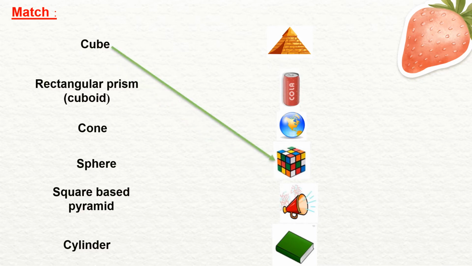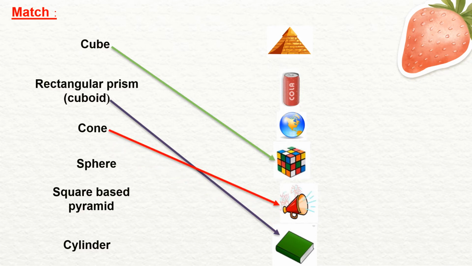Then we have cuboid. Which picture is in shape of cuboid? I can see that the book is in shape of cuboid. It's similar. Then we have cone. Can you think with me which one is similar to the cone? Very good. This microphone is in shape of cone.